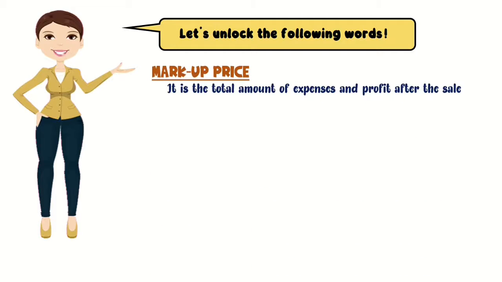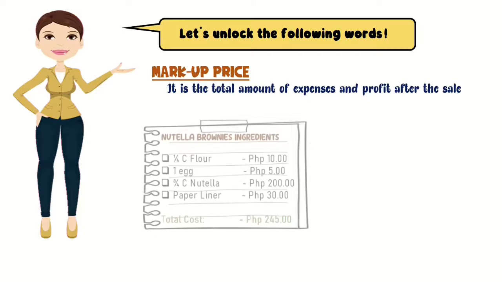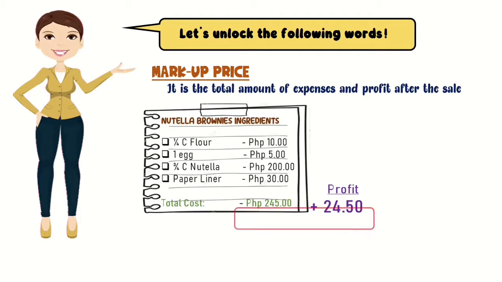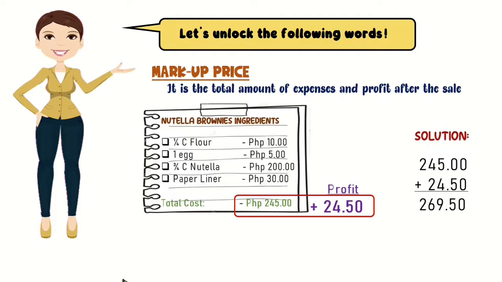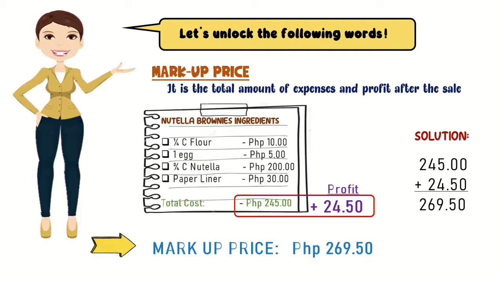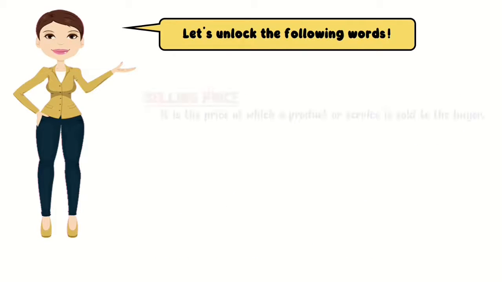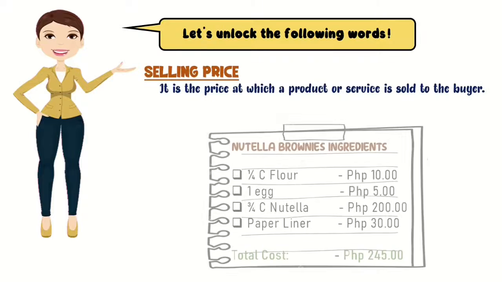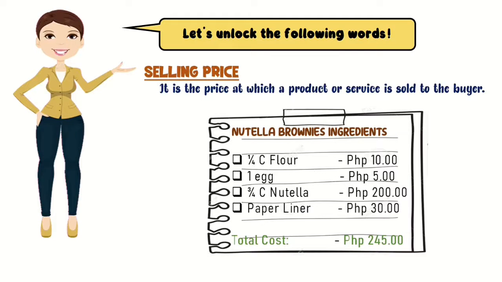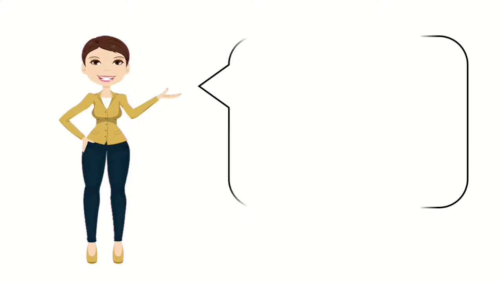Next word is markup price. It refers to the total amount of expenses and profit after the sale. This only means that it is the total amount of money that you will get after selling the products. So in this part, 269 pesos and 50 centavos is our markup price. Next word is selling price. Selling price refers to the price at which a product or service is sold to the buyer. So, how do we get the selling price?